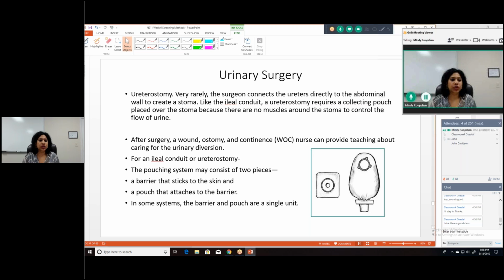Here's a picture. The other type, a ureterostomy, is very rare. The surgeon connects the ureters directly to the abdominal wall to create a stoma.